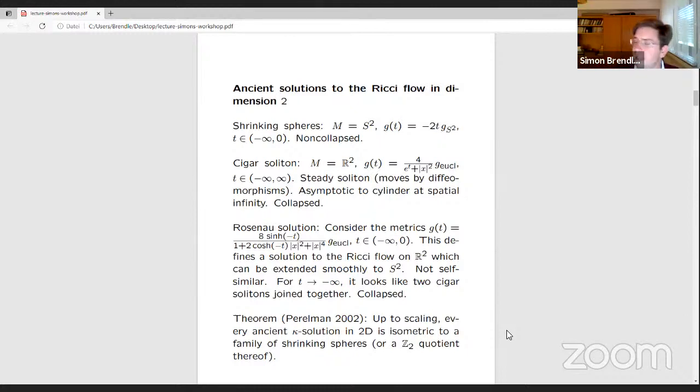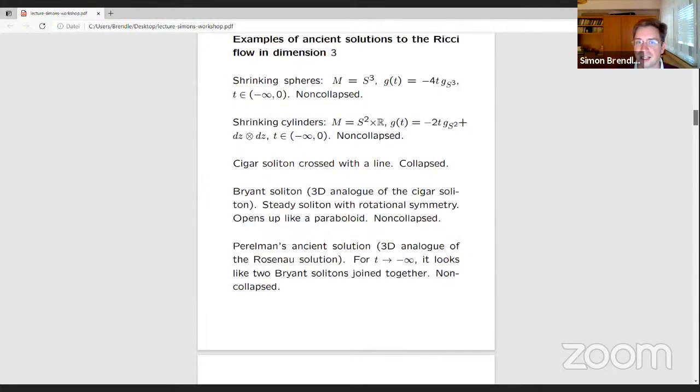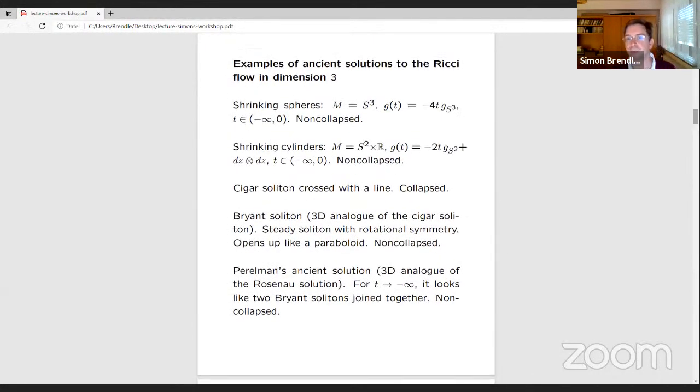But let me not get into this, and for the purposes of this lecture, let me just focus on the non-collapsed case, since this is what we need to understand singularity formation. Should I just ask one quick question? Is there, in infinite time behavior, are you interested in collapsed ancient solutions?